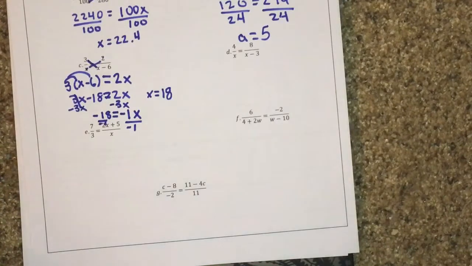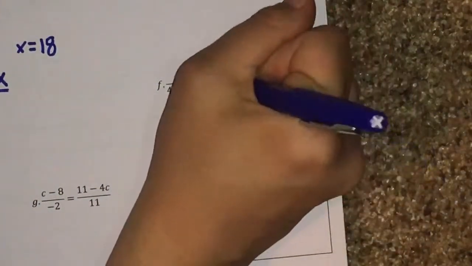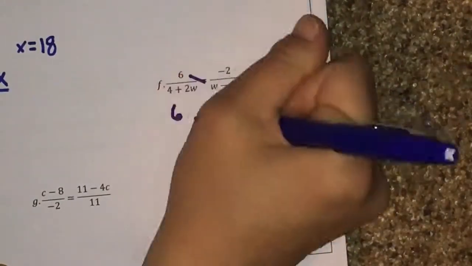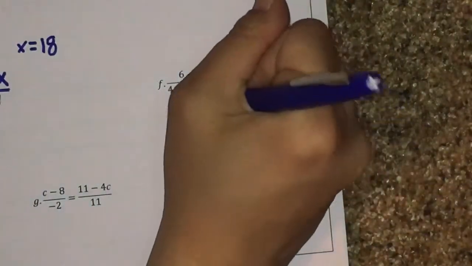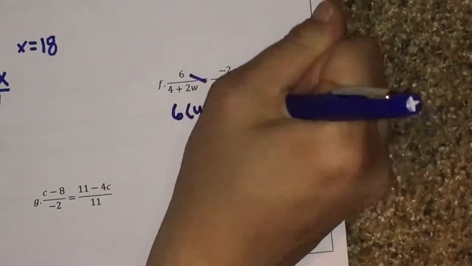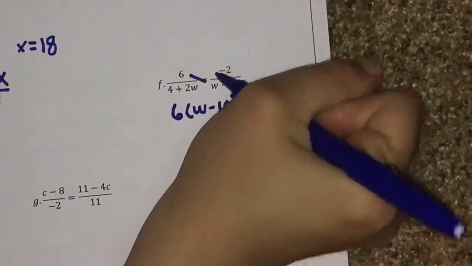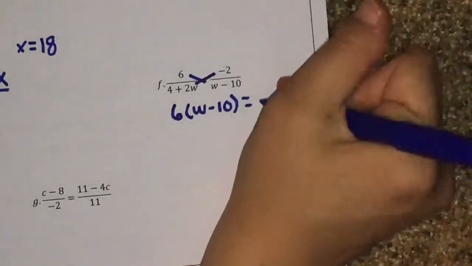Let's go ahead and do one of the more difficult examples here, letter F. So letter F, same deal. You need to cross multiply. So you're going to take 6 times w minus 10. But remember, what do you need when you're multiplying times two terms? We need parentheses. Equals, looks like we have it again, negative 2 times 4 plus 2w.